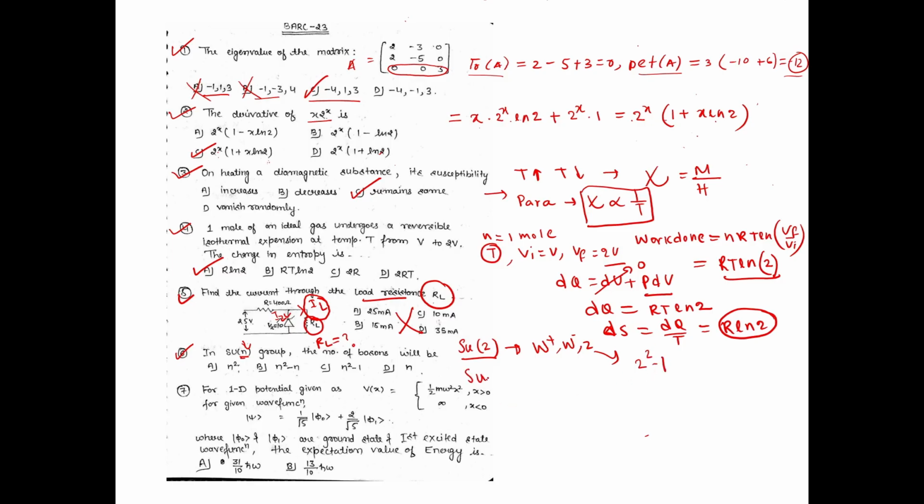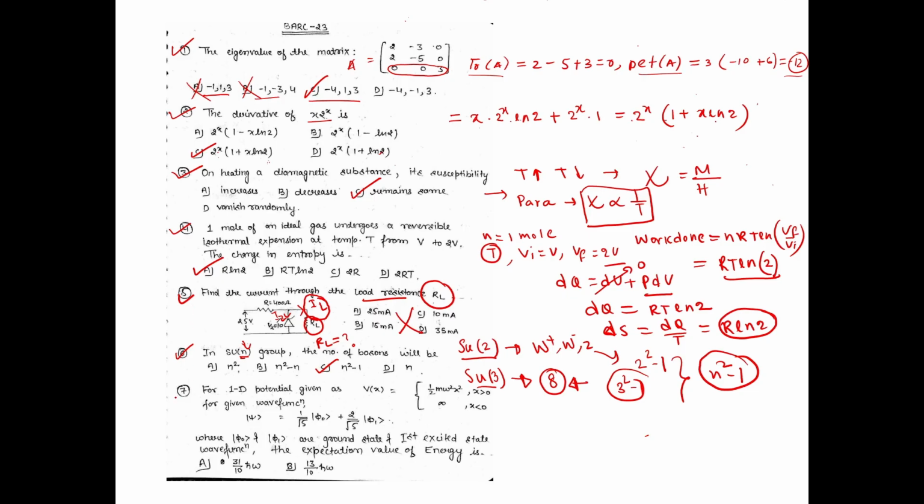Similarly, for SU(3), this symmetry group is used for strong interaction, and there are 8 strong bosons here. So it also follows 3 squared minus 1. In general, we can write the number of bosons is basically n squared minus 1. That is n squared minus 1. So option C is the correct one.